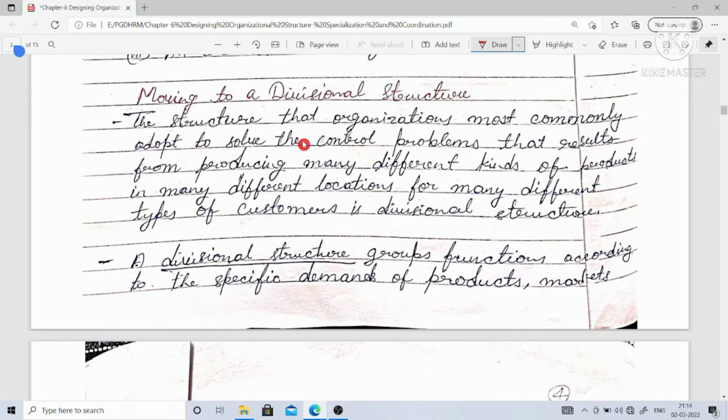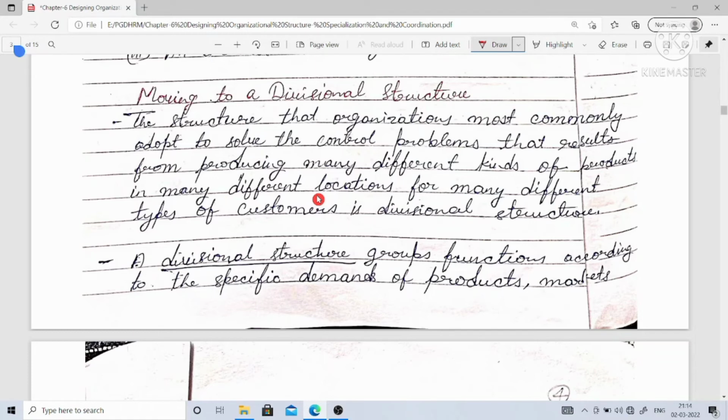So what happens in divisional structure? There is increased control of the organization. Whatever problems the organization was facing due to control problems that result from producing many different kinds of products in many different locations for many different types of customers, all these control problems can be overcome by using divisional structure.